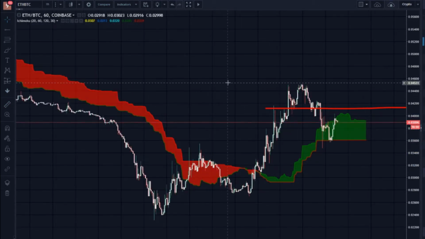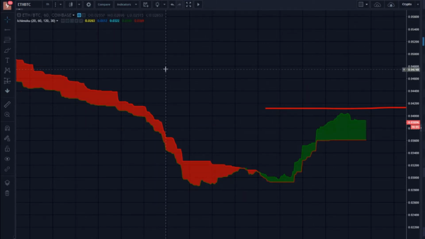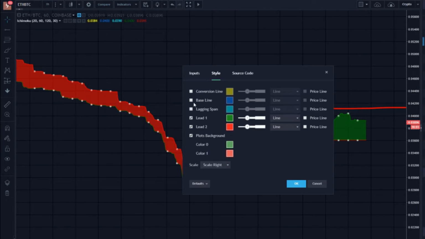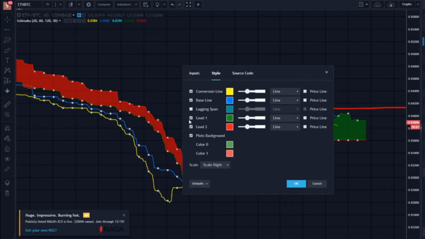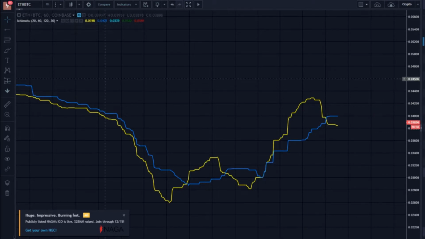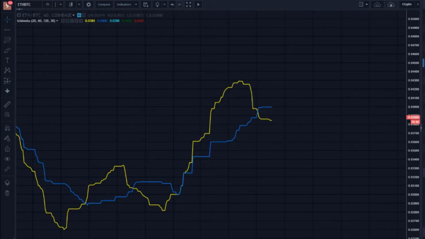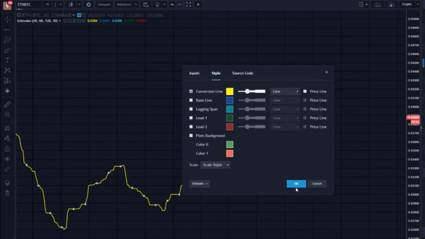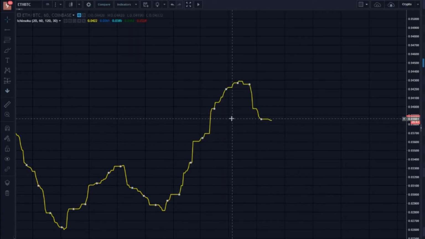So the next thing we're going to cover is the TS and KS. We're going to take off the cloud and the candlesticks again and only have those two showing. I'm actually going to take off the yellow or the blue line as well and switch my chart to Bitcoin for this example.